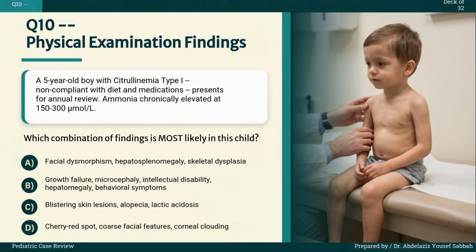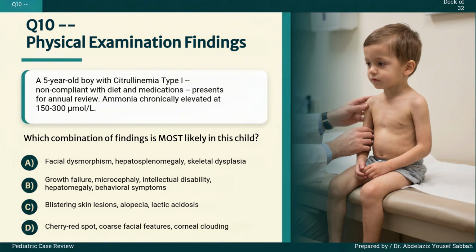Case 10. A 5-year-old boy with citrullinemia type 1 who is non-compliant with diet and medications presents for annual review. His ammonia is chronically elevated between 150 and 300 micromoles per liter. Which combination of findings is most likely in this child?